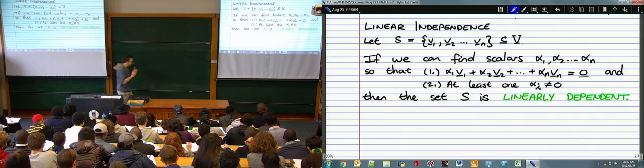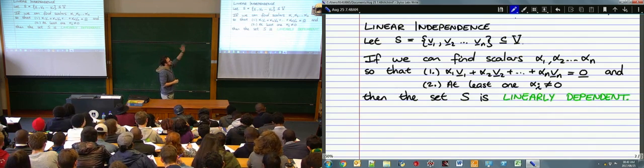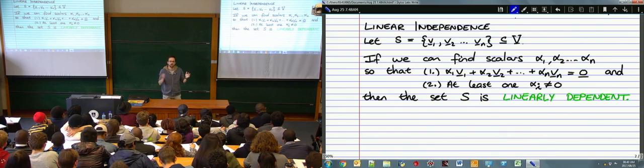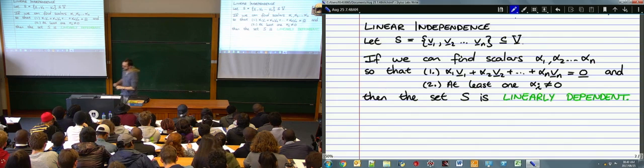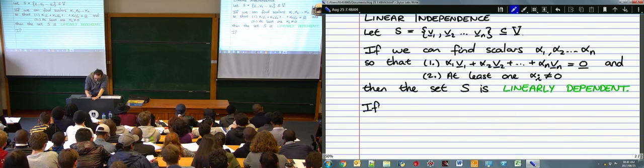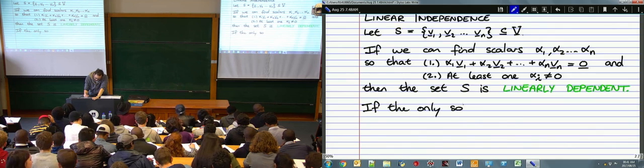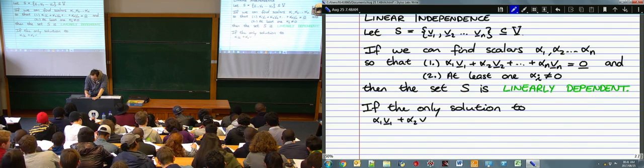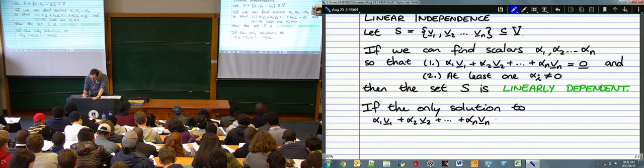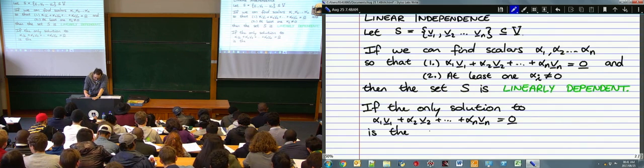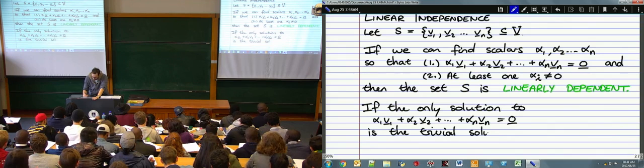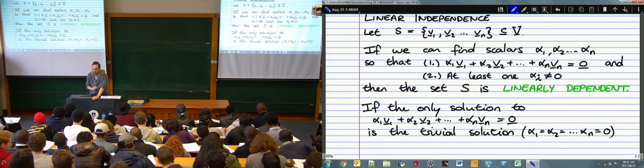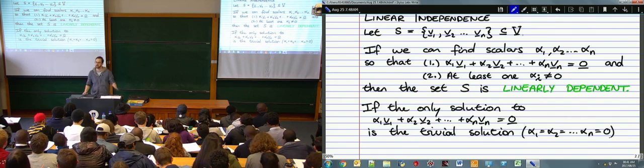And the definition for linear independence is basically exactly the opposite. We start with the same set and find the same linear combination, and if the only solution that makes that linear combination equal to zero is the trivial solution, then we have linear independence. If the only solution to alpha 1 v1 plus alpha 2 v2 plus alpha n vn equals 0 is the trivial solution, meaning alpha 1 is equal to alpha 2 is equal to alpha 3 is equal to alpha n, which is equal to 0, so that's the only solution we can find, then we say that this is a linearly independent set.